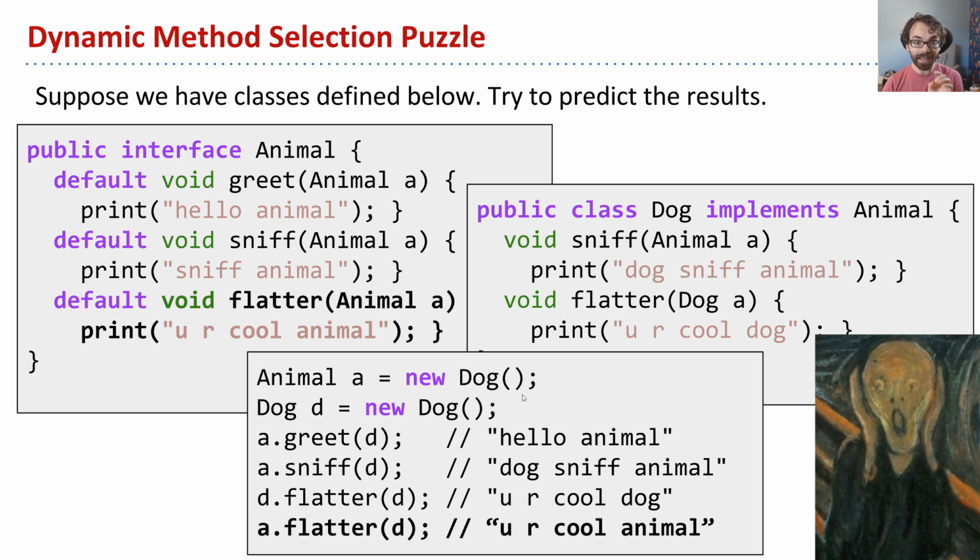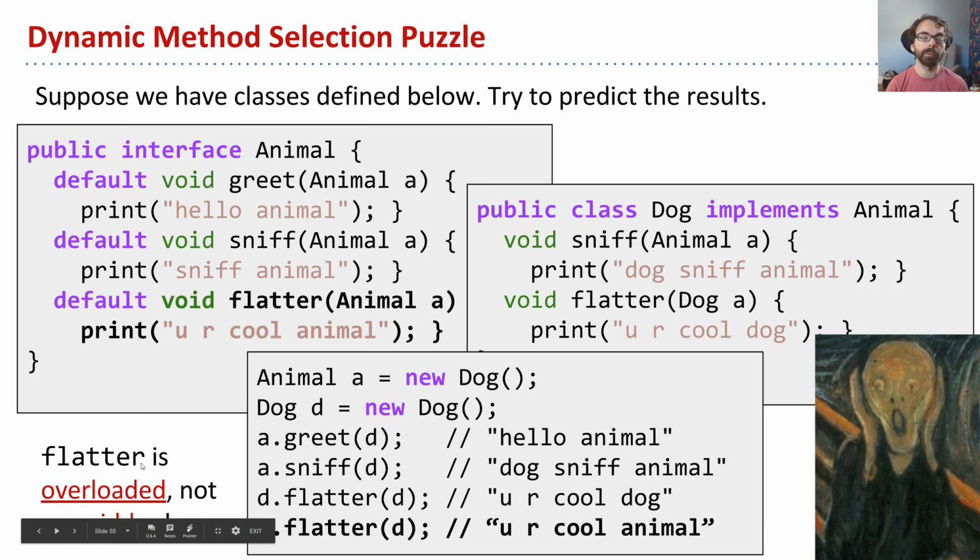The answer is that if we look at flatter animal and flatter dog, these do not have the same signature. And the way we defined overriding, and this is the most important point, is you have to have the exact same signature, and these are not the same. Animal is not the same as dog, okay? So this is an example of overloading and not overriding.